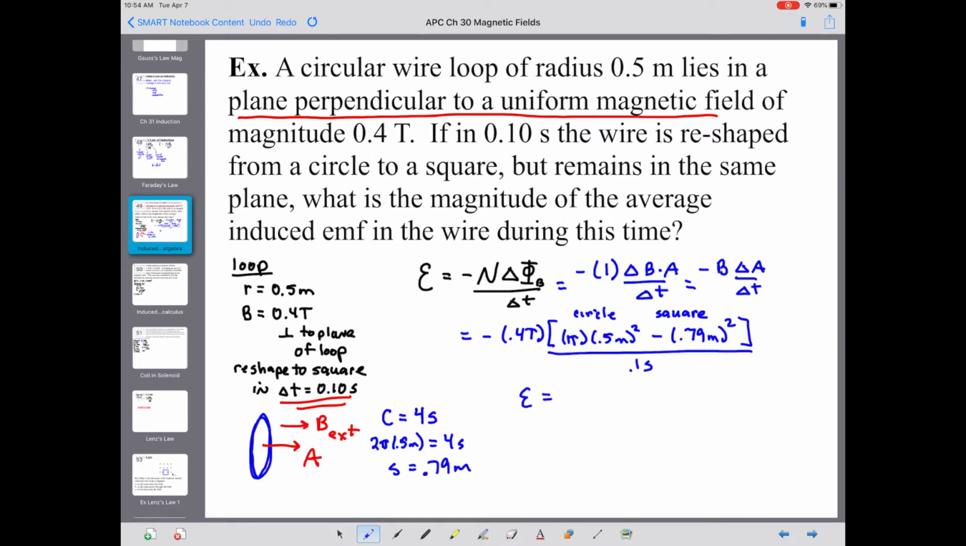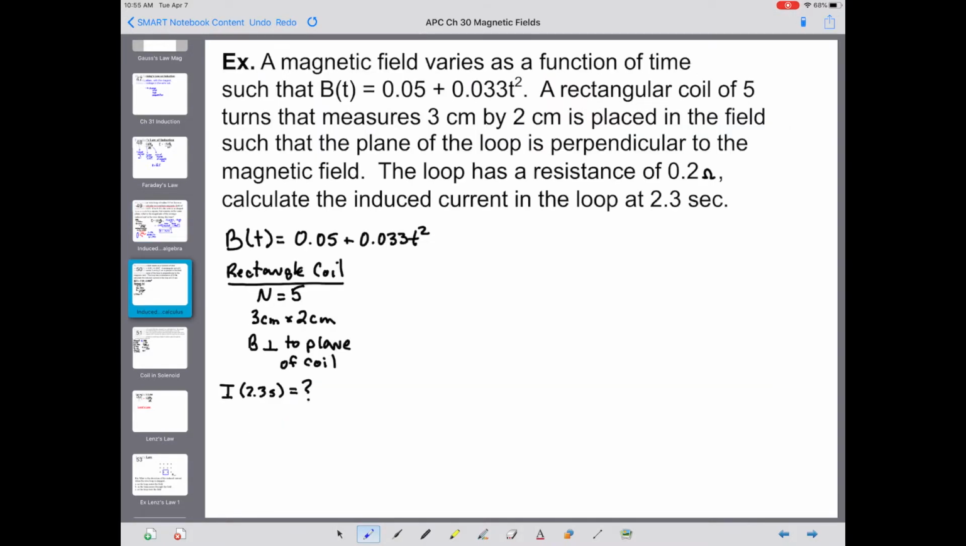And then that's over the time period of 0.1 seconds. So that's going to give us an induced EMF of negative 0.67 volts. The negative is a directional thing. We'll get into right-hand rules and directional things in a little bit.